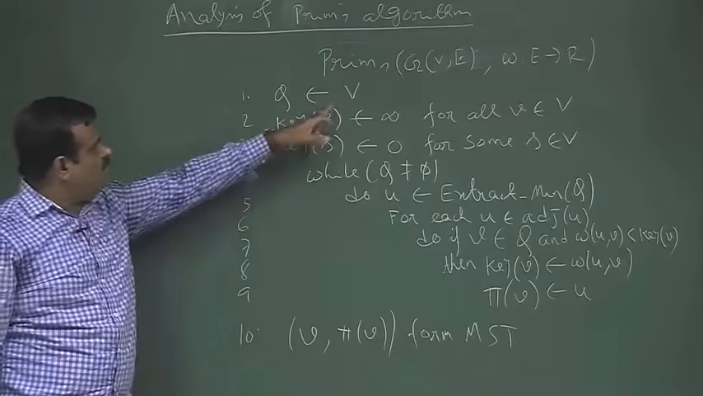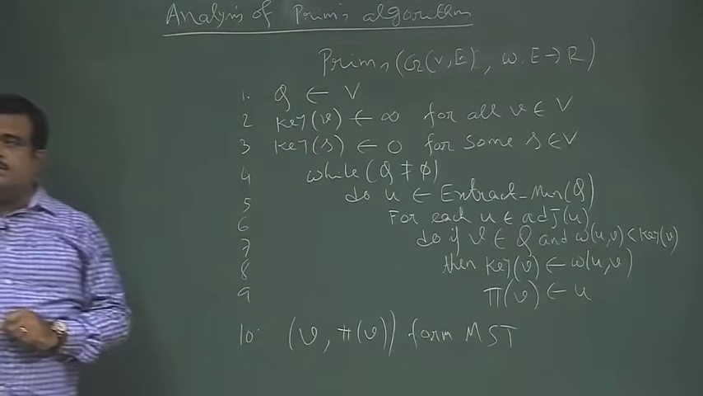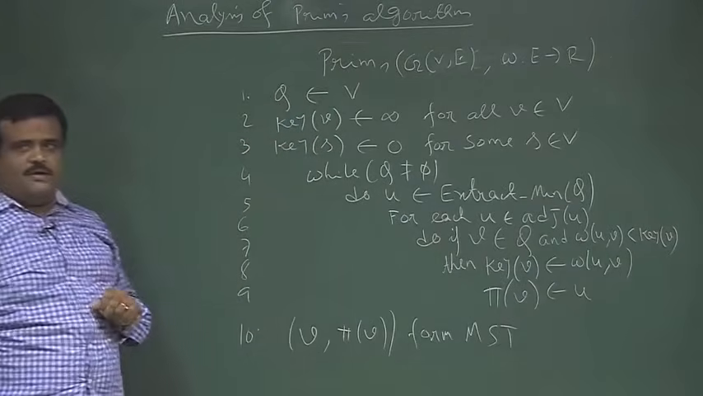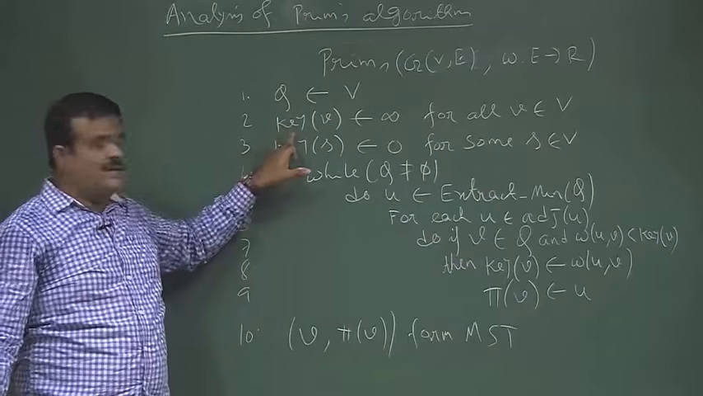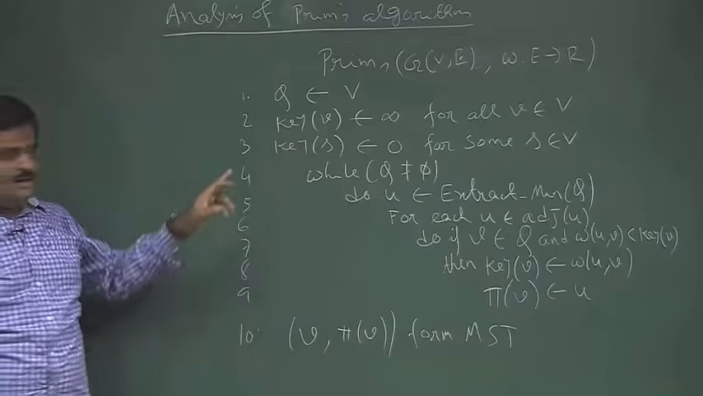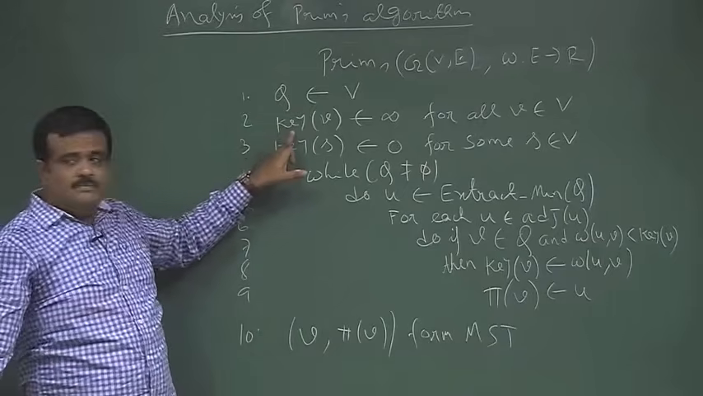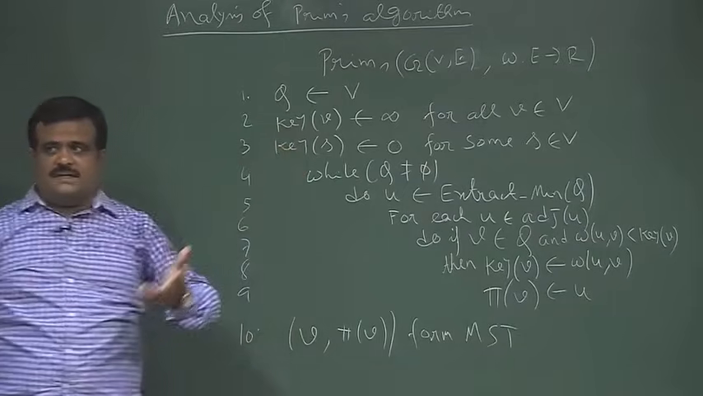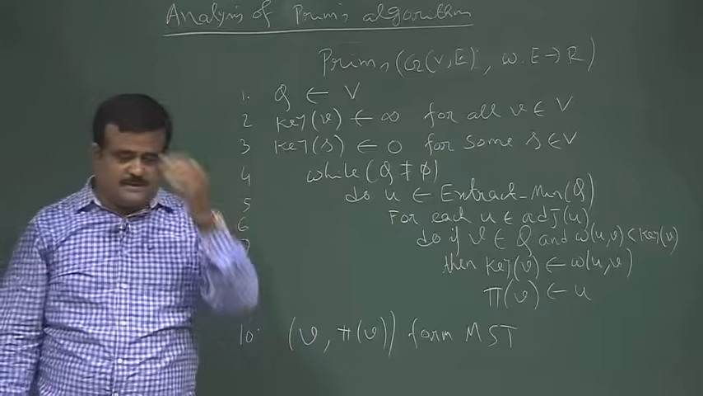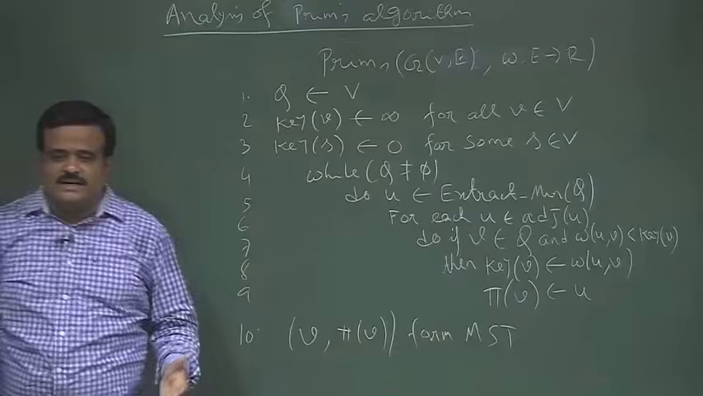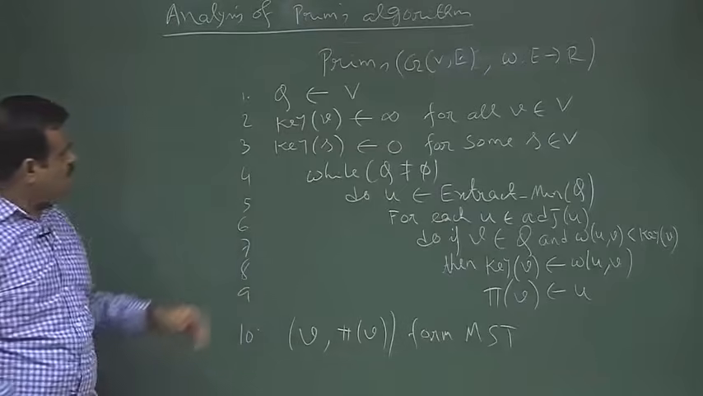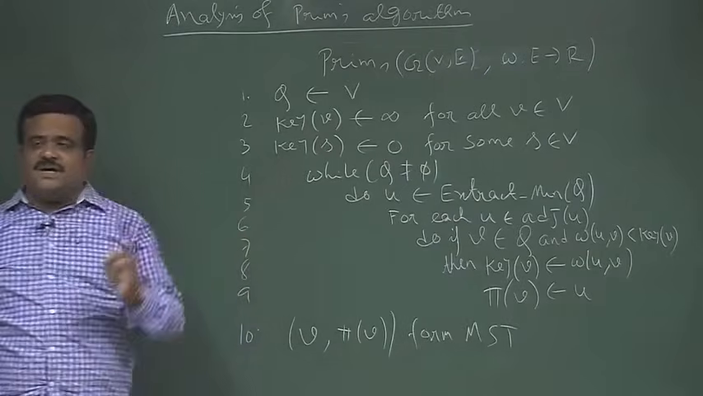We assign each vertex to a priority queue. We put everything into the priority queue, and we maintain this queue based on the key of each vertex. We assign the key of each vertex as infinity, because this is the initialization and initially nothing has been explored. But we have to have a starting vertex.